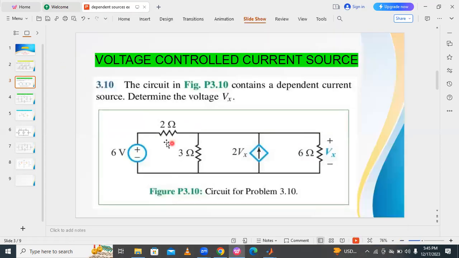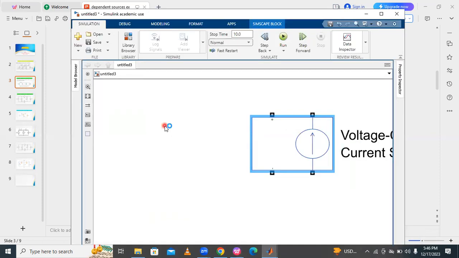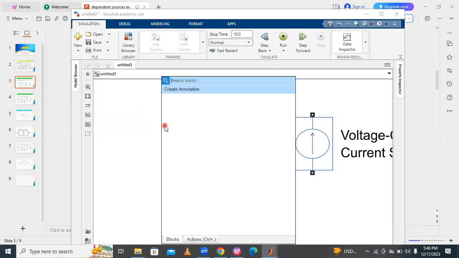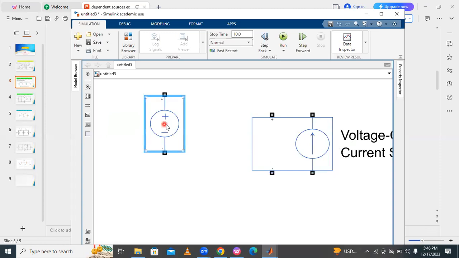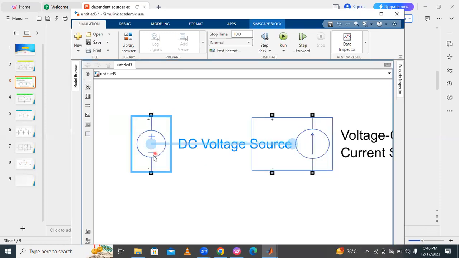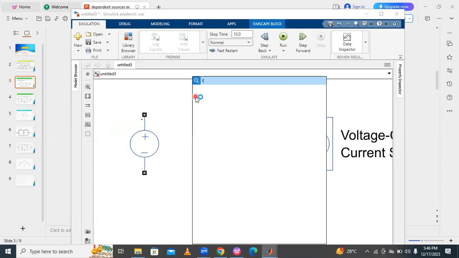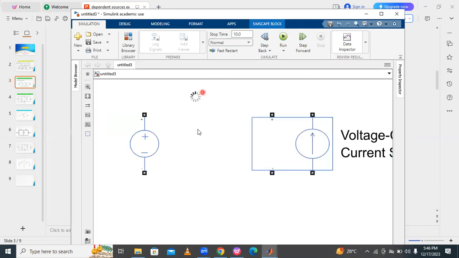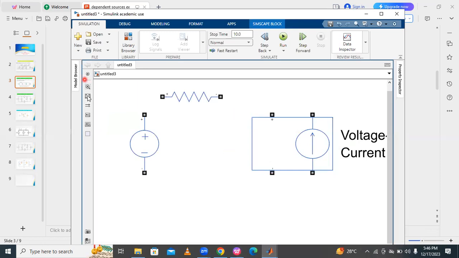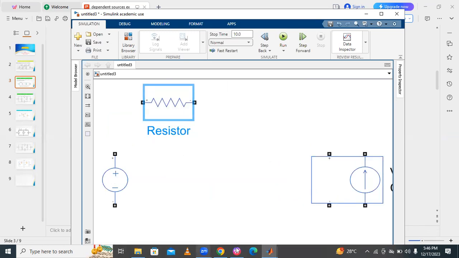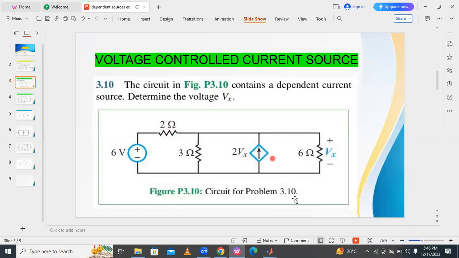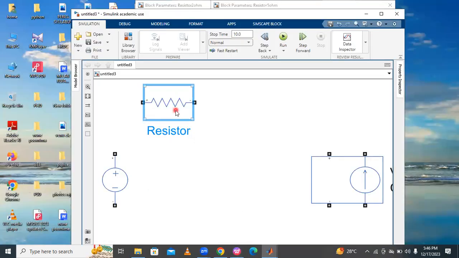What is the circuit here? The circuit requires three resistors and one voltage source. Take a DC voltage source. Open the DC voltage source and select this type. And how many resistors? Three resistors are required. Place this dependent source and the resistors: two resistors and here one more resistor.